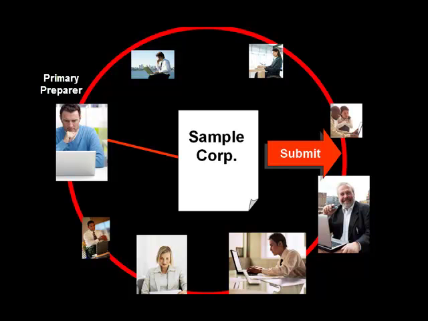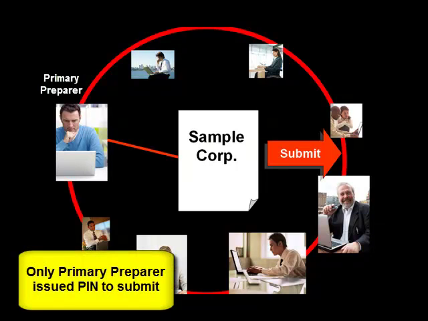During the registration process, the primary preparer will be required to print, complete, and mail an electronic signature agreement. Once the department receives your agreement form, they will activate your account and you will be emailed a PIN. The PIN will be used to submit the MAERS report. Again, only the person designated as the primary preparer will be sent a PIN for submittal purposes.